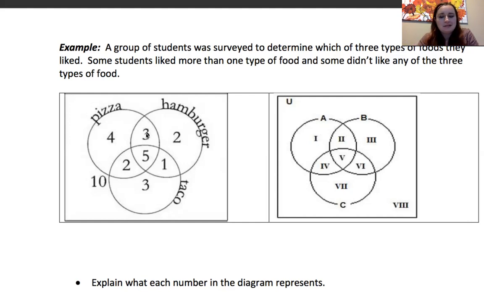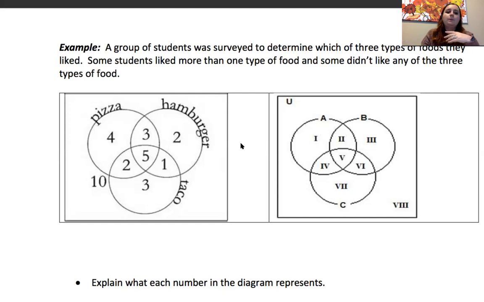But that's not it. If we didn't have the 3rd taco circle, this 3 would actually be larger because these 5 people still like pizza and hamburgers. They just also like another food, which is okay.